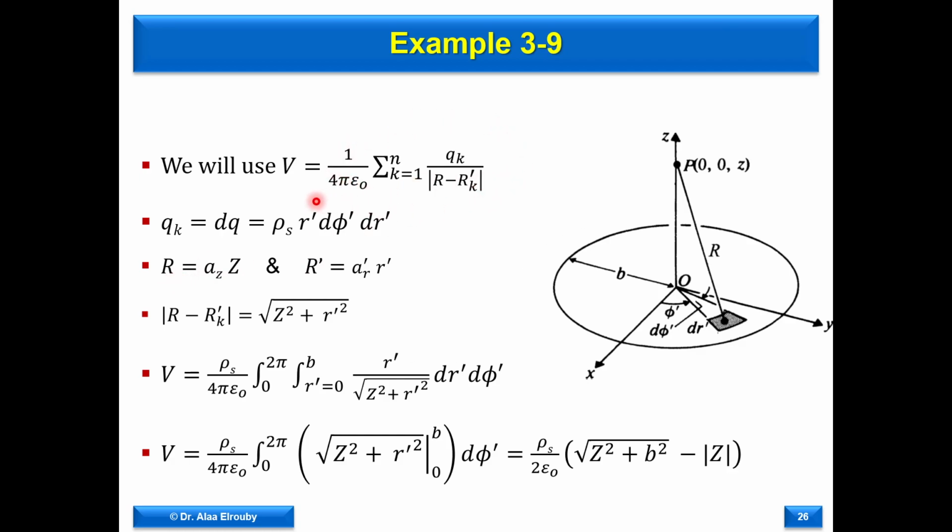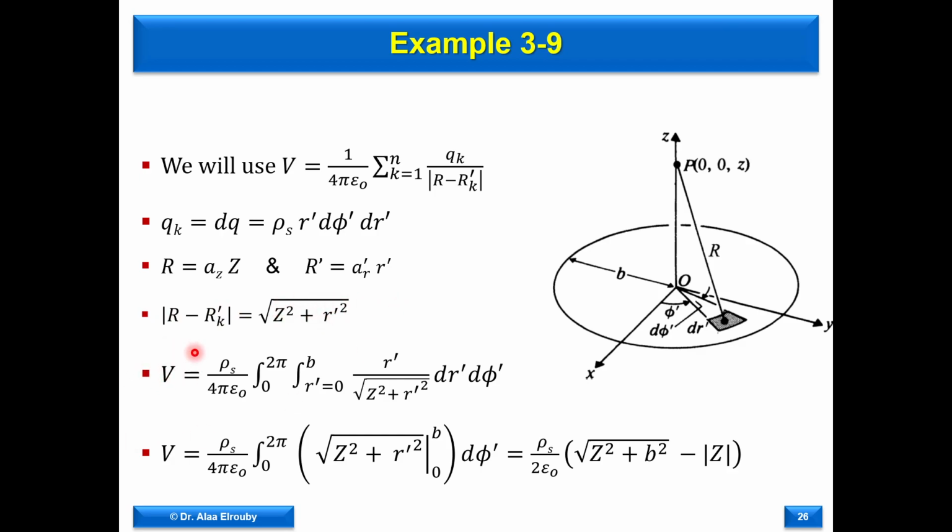So this expression here is a scalar summation. R is the position vector of the observation point, which is in the z direction. R prime is the position of the source, which is a_r r prime. So this is the vector from the source element to the observation point. The magnitude equals the square root of z squared plus r prime squared.